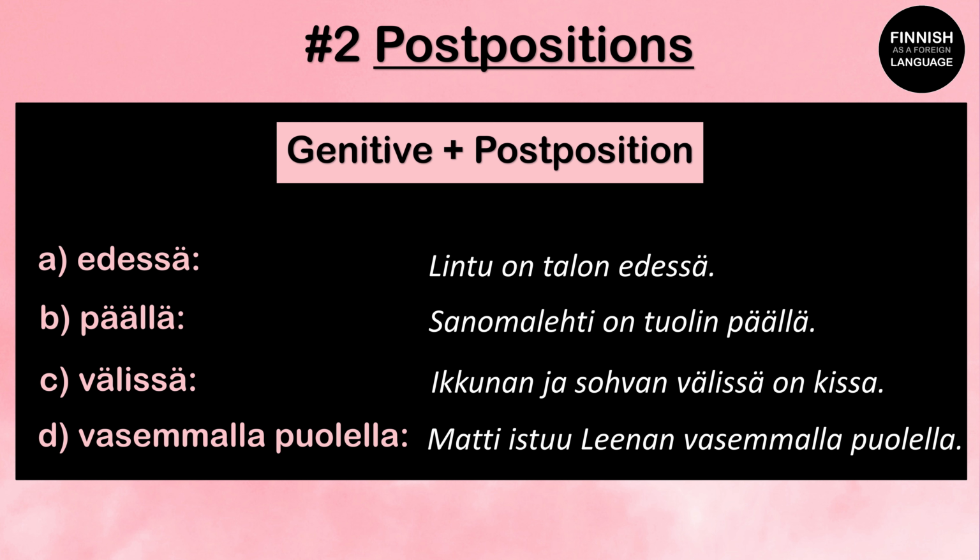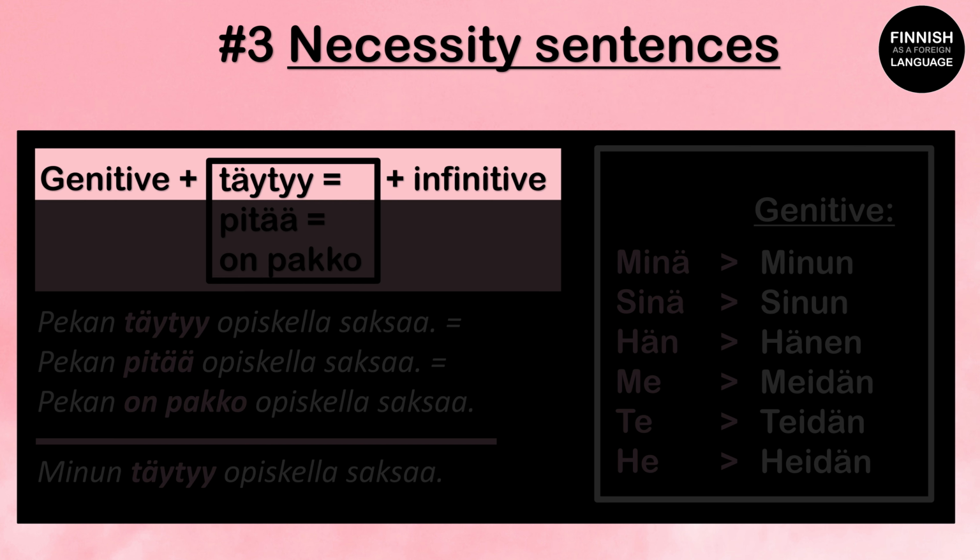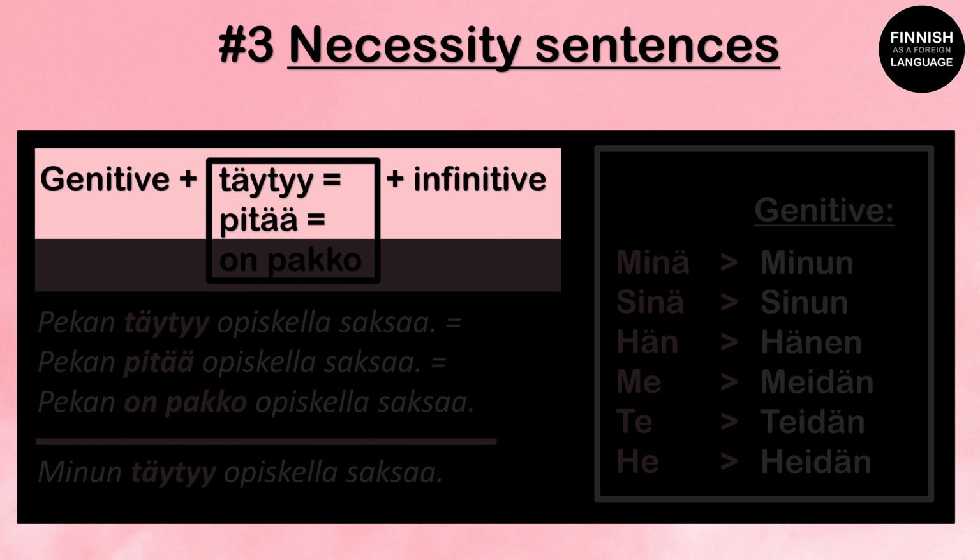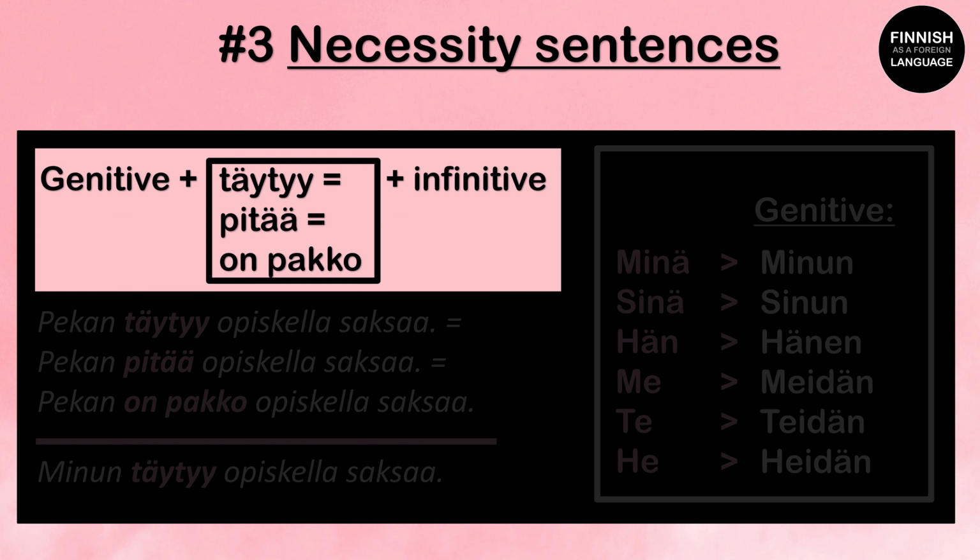Nice. Now let's move on to our third situation, talking about necessity, which means we want to express, for example, I have to or I must and so on. Also here the structure is very easy. The person who has to do something is standing in a genitive case. And then we have either täytyy, which means has to, or pitää, which means has to, or on pakko, which means absolutely must, plus the second verb, which is standing in the infinitive.